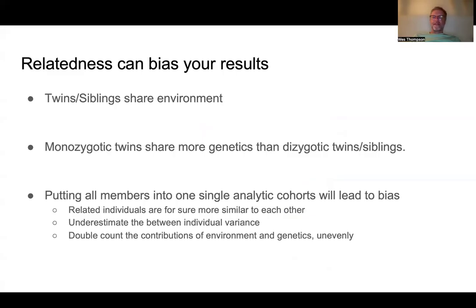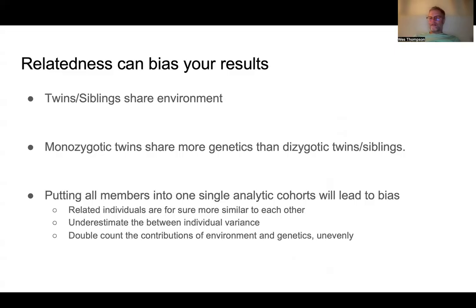So, relatedness, like I was saying, can bias your results. Twin siblings share environmental factors. They also share, of course, genetic factors. Monozygotic twins share 100% of their genes, and dizygotic twin siblings share, on average, 50% of their genes. And if they live in the same family household, they also have a significant common shared environment. Those things make them more similar to each other with respect to physical and behavioral characteristics than people who are not related or don't live in the same household. So those are things you need to be careful about when you do analyses.